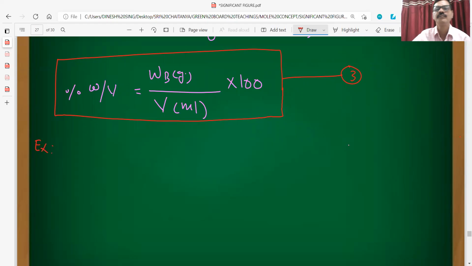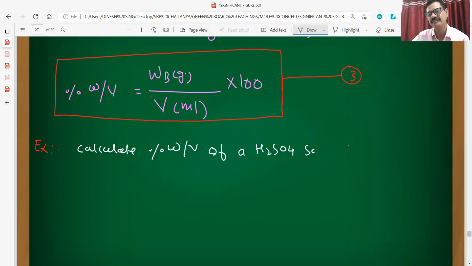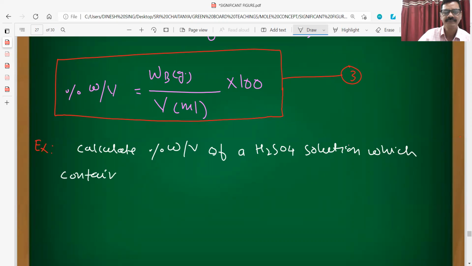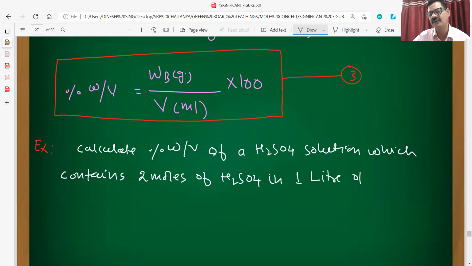Example: Calculate weight by weight percent of an H2SO4 solution which contains 2 moles of H2SO4 in 1 liter of solution. This is the question now.